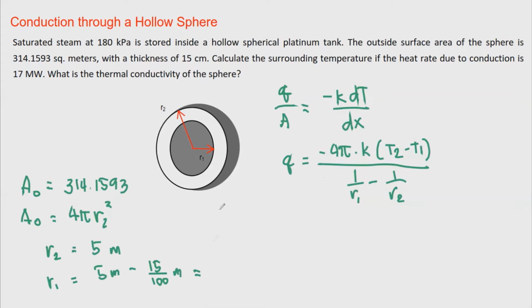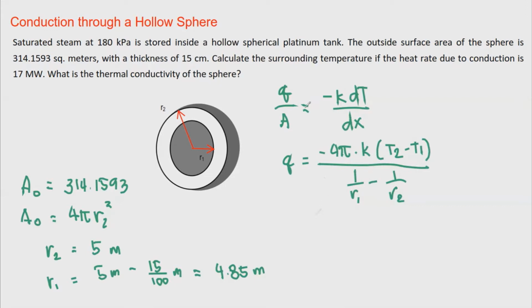Our R sub 1 is 4.85 meters. So just to make it clear, our hollow sphere is made up of platinum, in which the inside radius is 4.85 meters with a thickness of 15 centimeters. That's why the outer radius is 5 meters. So we're done with this given.